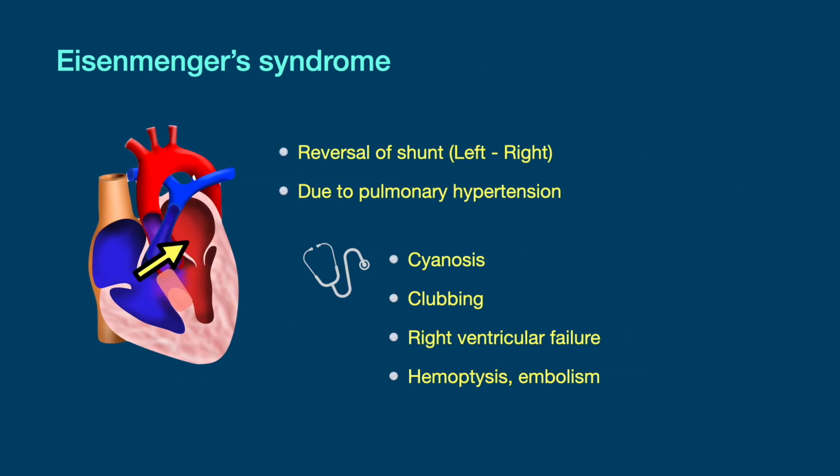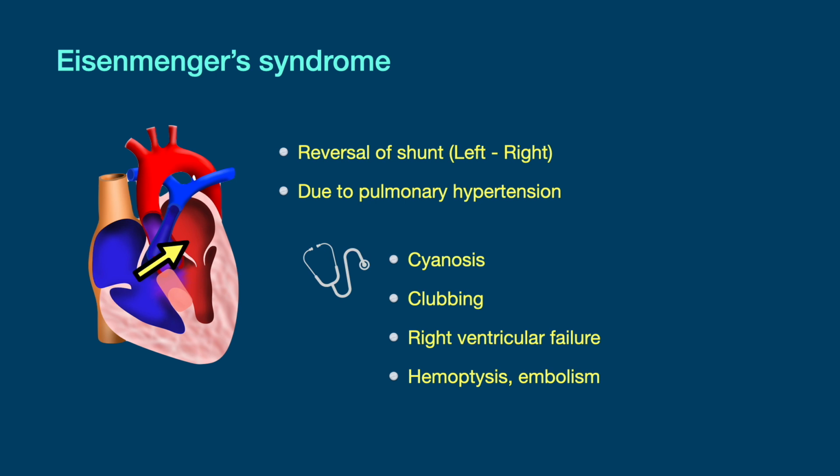Eisenmenger syndrome describes the reversal of a left-to-right shunt in a congenital heart defect due to pulmonary hypertension. This is appreciated in patients with severe disease. This occurs when an uncorrected left-to-right shunt leads to remodeling of the pulmonary microvasculature, eventually causing obstruction to pulmonary blood flow and pulmonary hypertension.